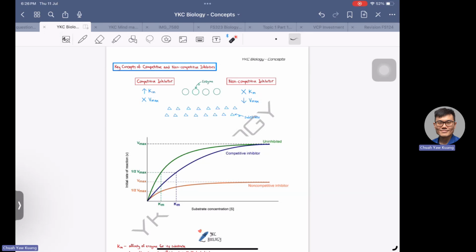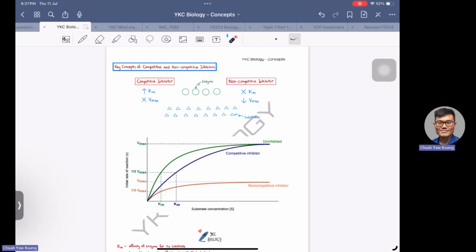Hi everyone. This video is about the key concepts in explaining the graph of the competitive and non-competitive inhibitors. We have learned that the competitive inhibitor will increase the Km of the reaction, but not the Vmax. On the other hand, non-competitive inhibitor will not affect the Km of the reaction, but it is going to decrease the Vmax of the reaction. So what is the reason behind this?